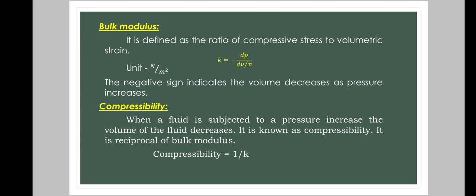And finally, the bulk modulus and compressibility. It is defined as the ratio of the compressive stress to the volumetric strain. The negative sign indicates the volume decreases as the pressure increases. Compressibility: when a fluid is subjected to a pressure increase, the volume of the fluid decreases. It is known as compressibility. It is the reciprocal of bulk modulus.